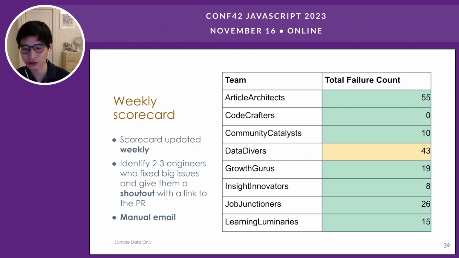This is a sample of a scorecard that we would send out with the failure count and the green, yellow, or red coloring per team. This was a manual email. We could have automated it for sure, but this was not something we wanted to invest so much time in. What we did invest time in is identifying maybe 2 to 3 engineers who fixed big issues that week, and giving them a personalized shout out and a link to their PR to inspire other people, and also to acknowledge that they went above and beyond their duties and helped out the overall community.